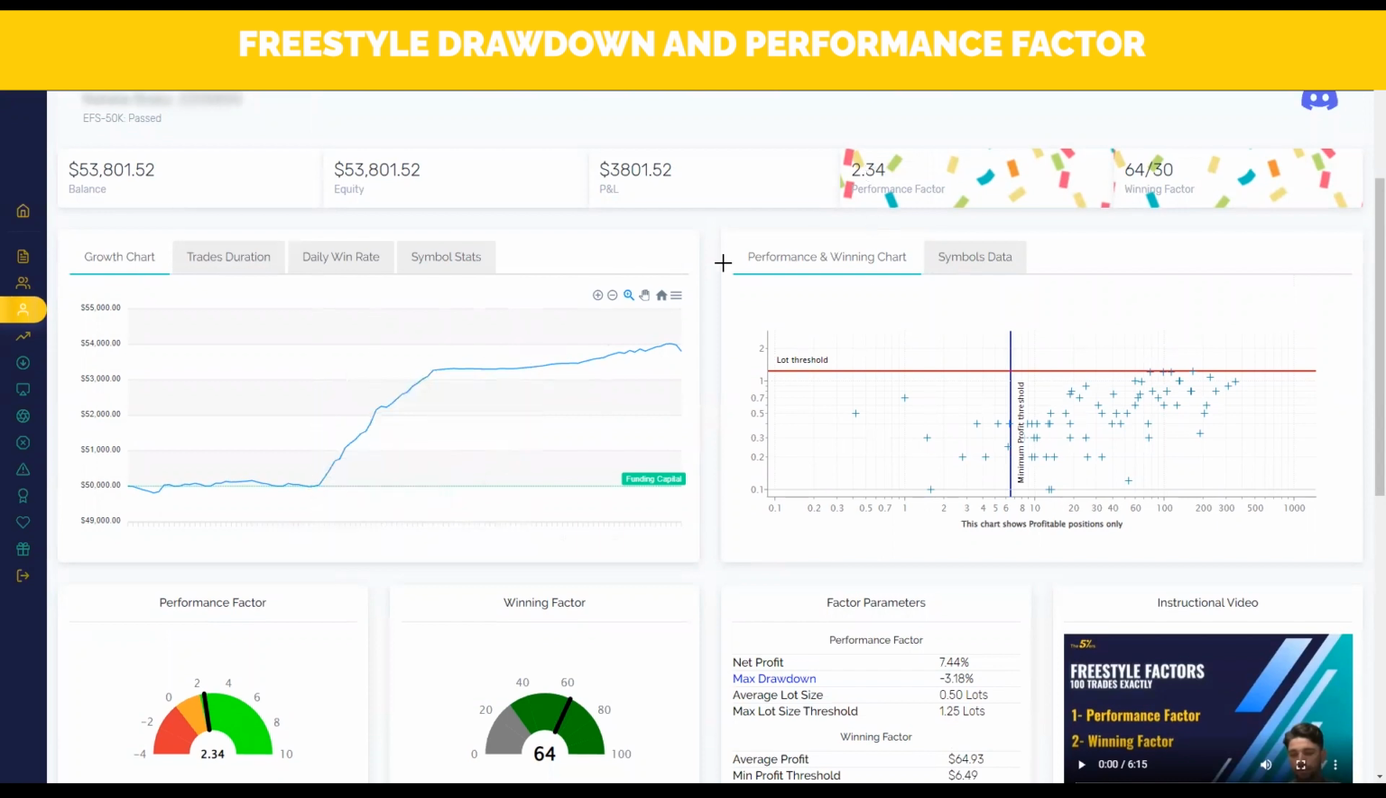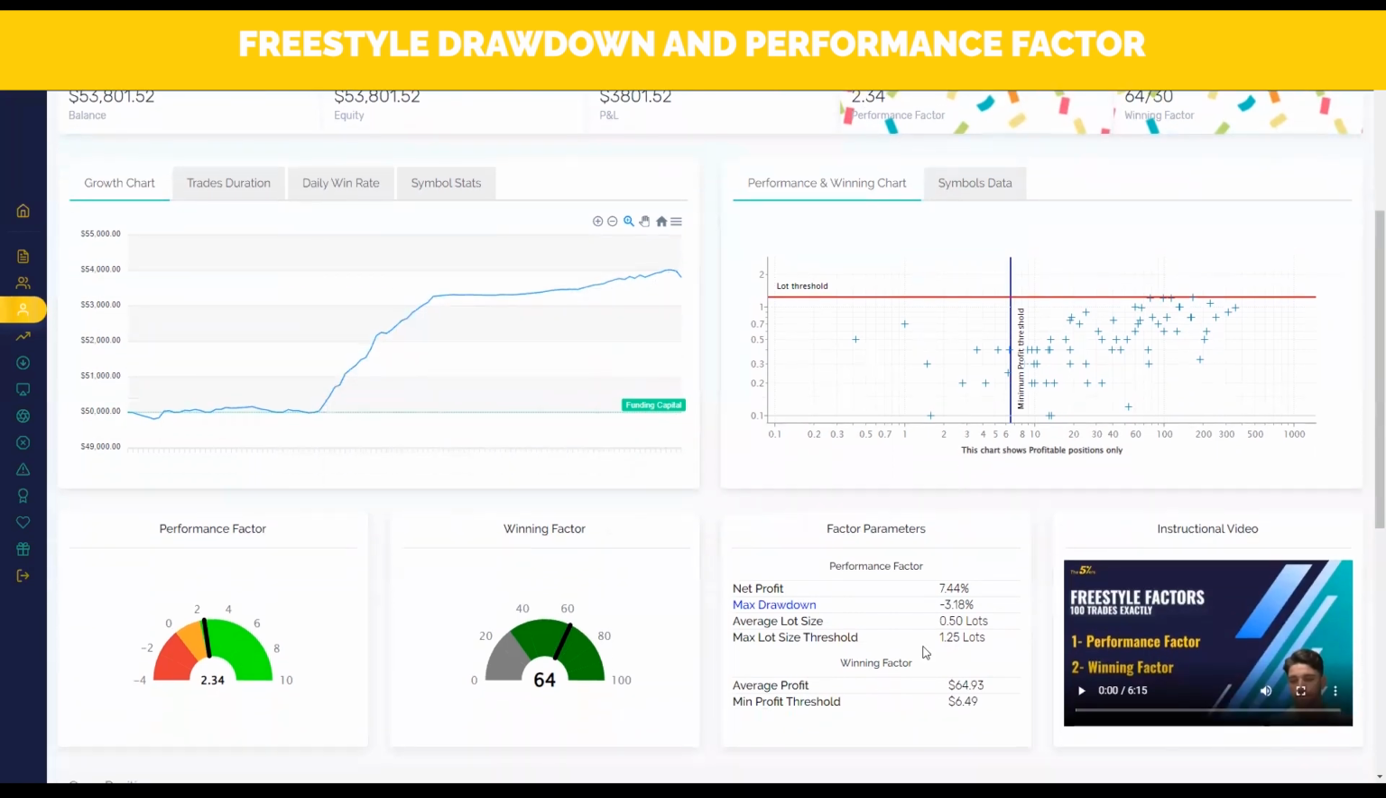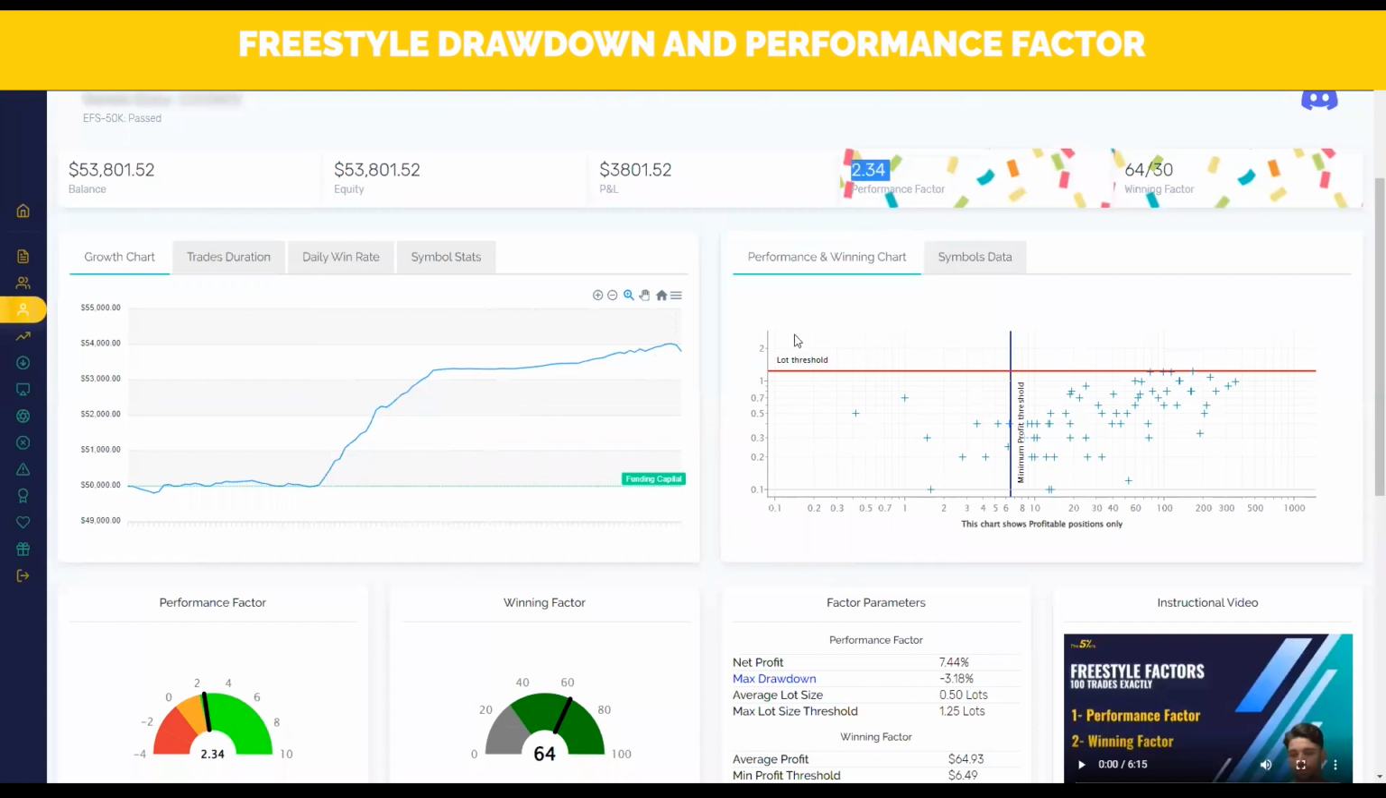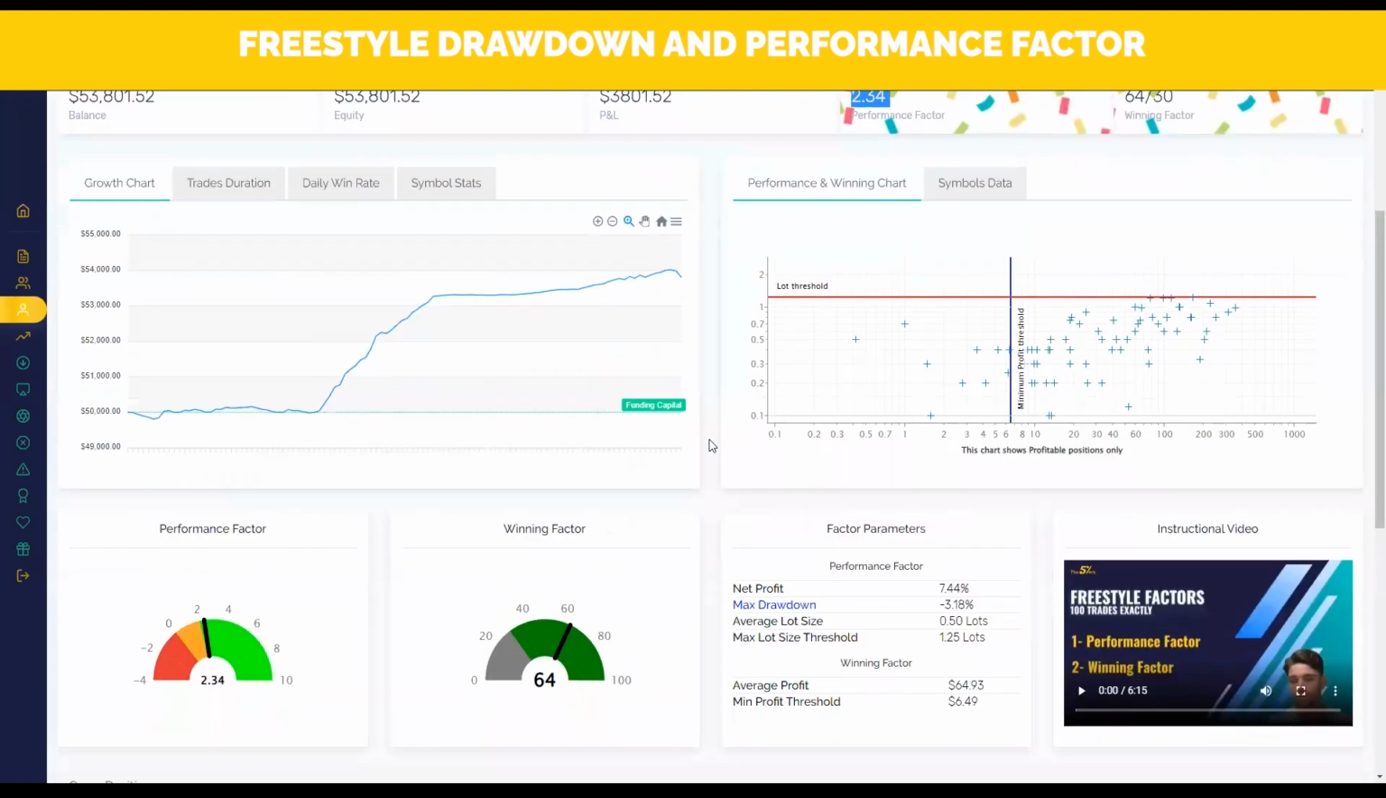What really matters for the performance factor is that at the end of the 100 trades, you make twice on your net profit the drawdown you commit. So if this trader committed a 3% drawdown at this point, he just needs to make more than 6% on his net profit after the 100 trades to get a performance factor larger than 2. That's the parameter, that's the performance factor. How much are you risking? In this case, his maximum risk was 3.18%, but he made more than 7%, so he's funded.